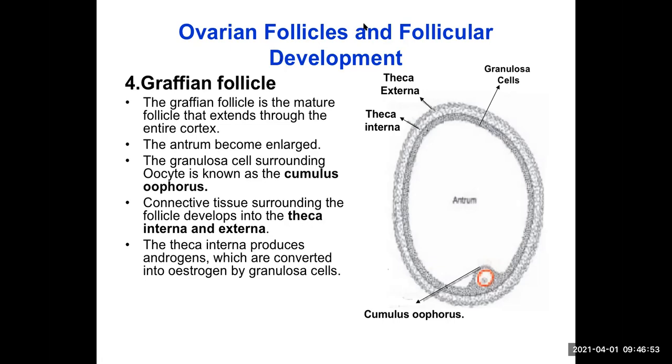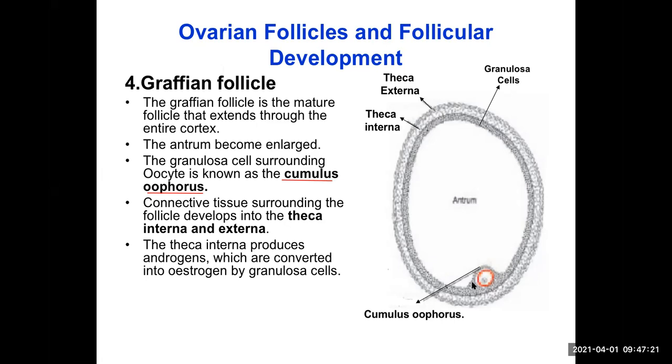You can see that it is almost full of the antrum. This whole thing is the antrum now. These are the granulosa cells on the wall, and these are the theca interna and theca externa. The granulosa cells surrounding the oocyte are known as the cumulus oophorus. This area is called the cumulus oophorus.